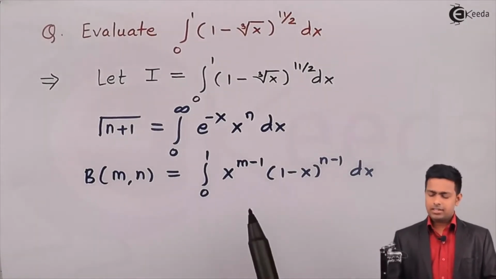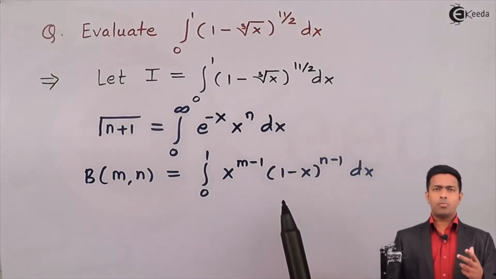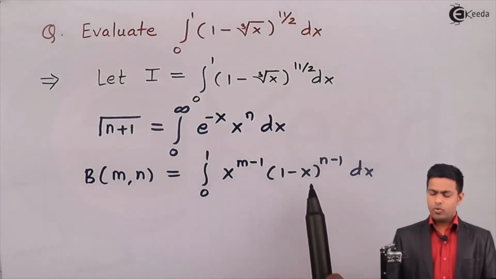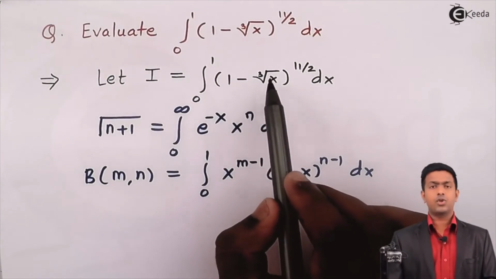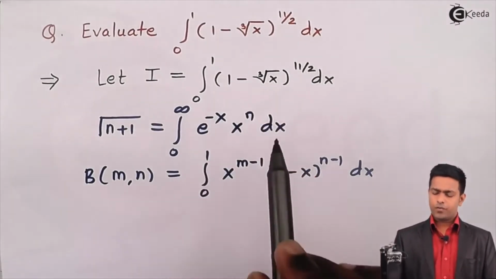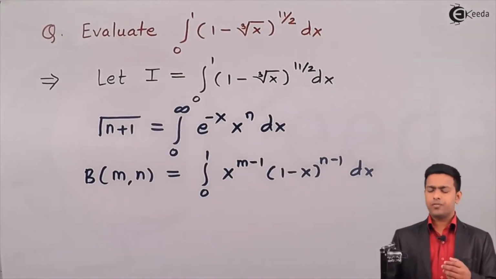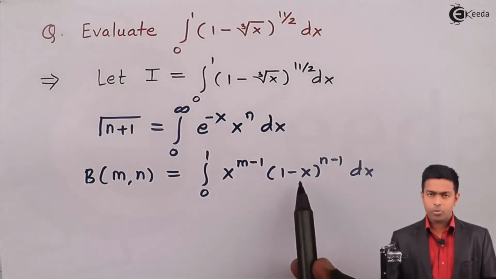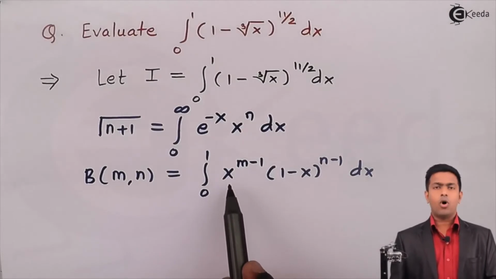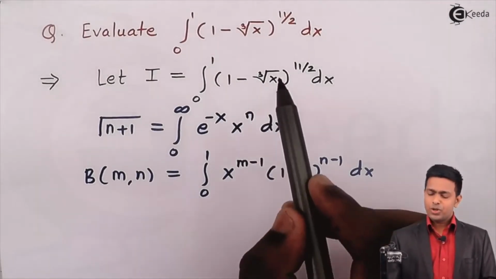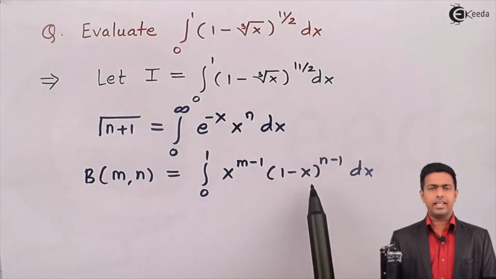Now since this is the definition of beta function, can you observe one thing, that in the second bracket we have 1 minus x, whereas in our question we have 1 minus cube root of x. So first of all I'll remove this cube root of x, and then by doing the substitution for that cube root of x, we will automatically get the first term of beta function. So for that I'll substitute cube root of x as t.